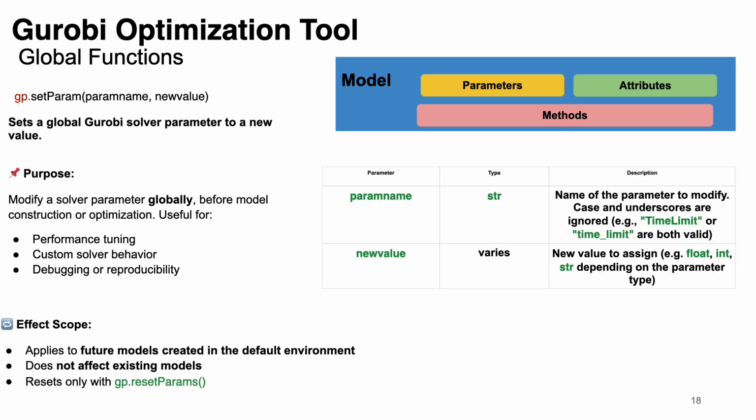While read params handles files, set param allows you to modify a single global solver parameter directly in your code. The effect scope here is important. Calling this applies the change to all future models created in the default environment. It does not go back and change models you've already built. This is your primary tool for global performance tuning, allowing you to set custom solver behaviors like thread counts or heuristic levels right at the top of your script for total reproducibility.